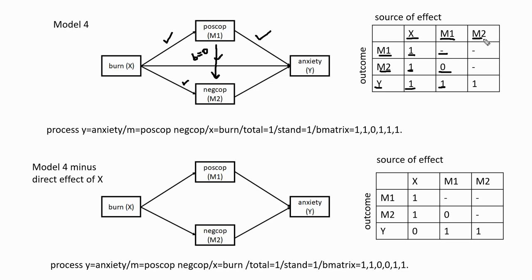Then finally we have M2. And again, we have our first couple of entries right here that are dashes, which is indicating that M2 is not predicting M1, and M2 is certainly not predicting M2. But instead we have M2 predicting Y right here. And so in that case, we are setting that coefficient to 1. So those are the values that are being incorporated in our B matrix option right here.